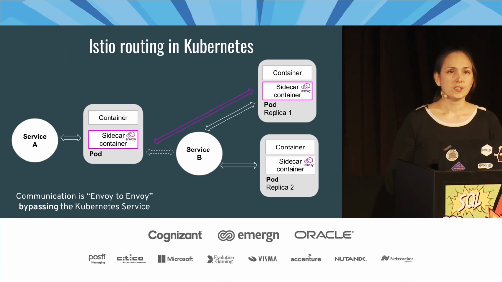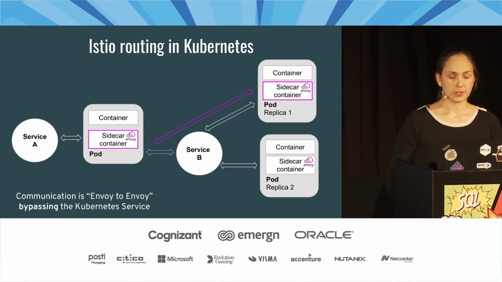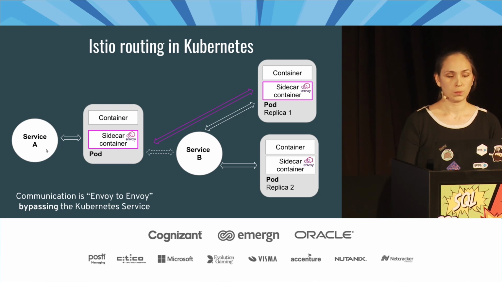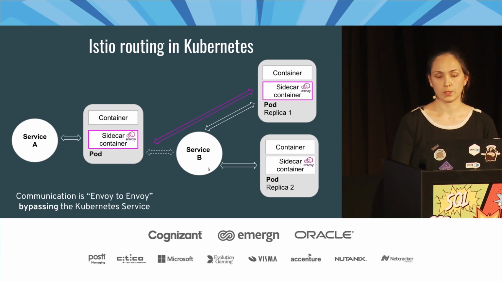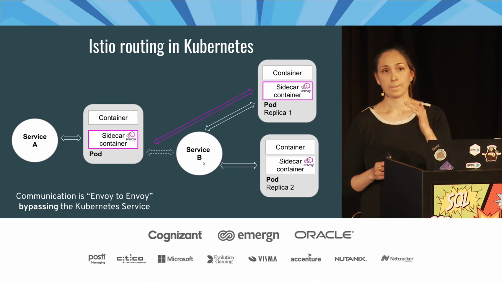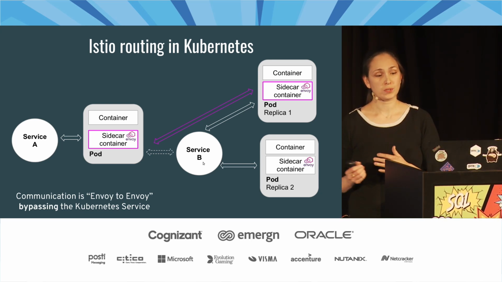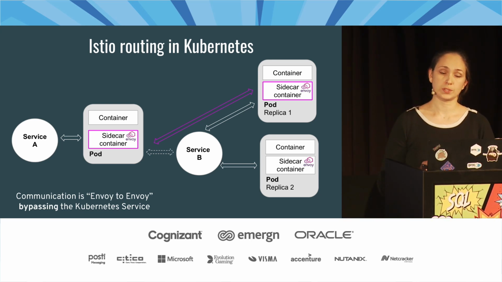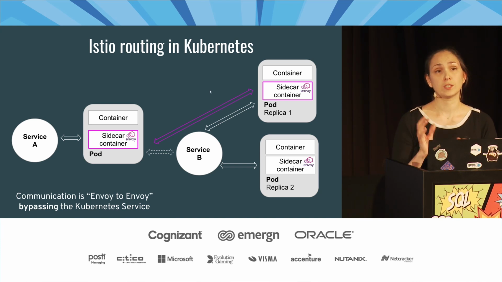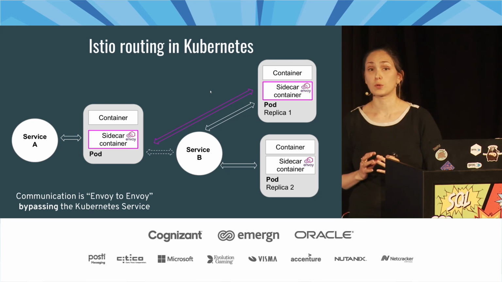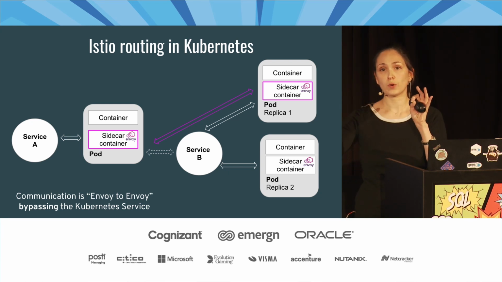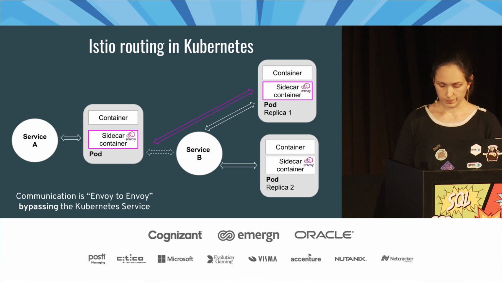And compared to Kubernetes, there is a slight change in the way that routing is done. Before Istio, what was happening is that the pod was calling a service, which was holding endpoints, the IPs of the pods, and selecting some pod to receive the request. What is happening with Envoy and Istio is that the communication is completely bypassing the Kubernetes service and is doing an Envoy to Envoy communication.